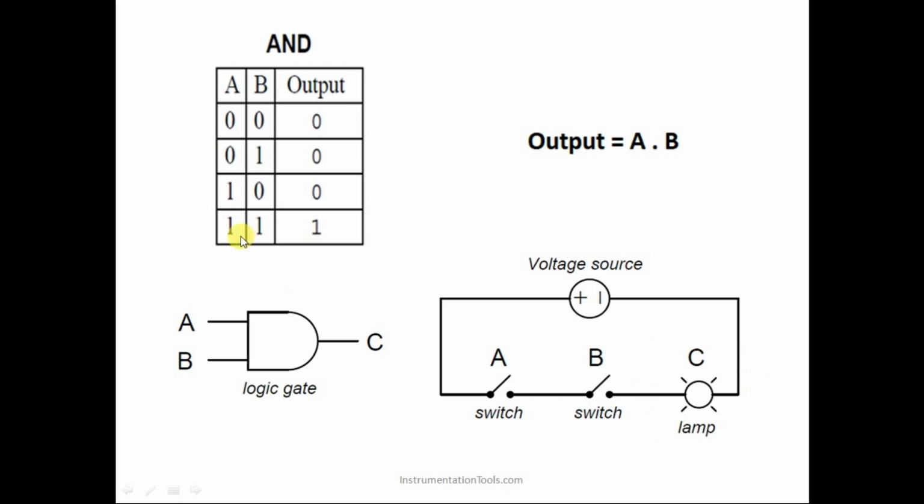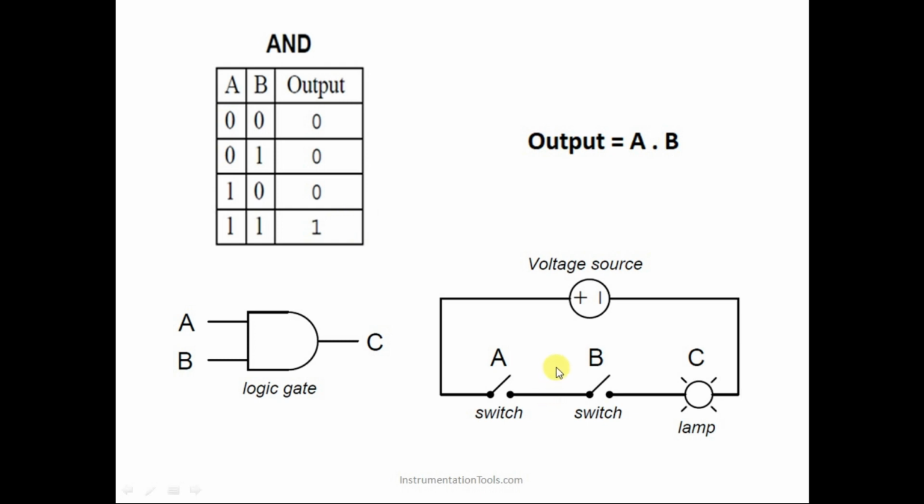Similarly, in the last case, both the inputs, the switch A and switch B, are in the closed state. If both the switches are closed, then the circuit is complete and the output will be high, that is, the output is in the one state. So this is our AND gate.